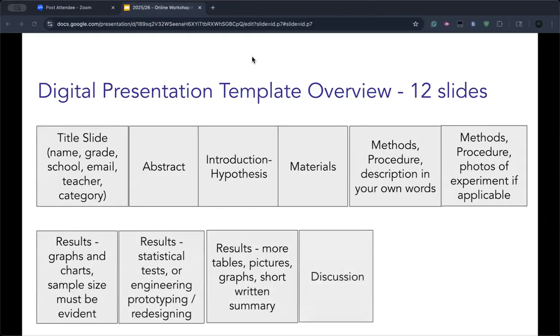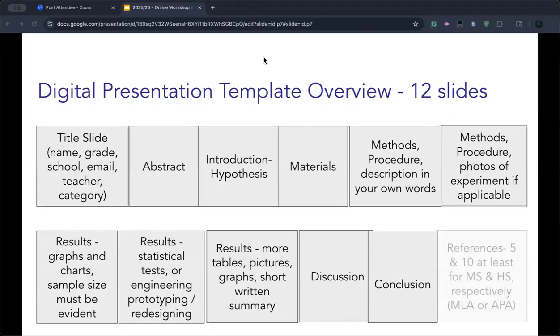The next slide is the conclusion and discussion slash interpretation of your results. And then lastly, you'll end with your references. And keep in mind that this template is very flexible. So for example, if you're doing a science project, you might have more slides in the results section than in the methods or procedure section. Whereas if you're doing an engineering project, you might have more slides in the procedure section than other slides.